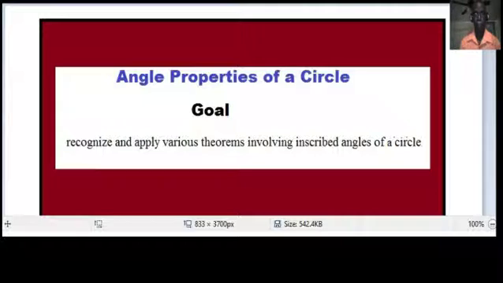This is a lesson on circle theorem. This tutorial is being presented by Peter Smith. The goal of this lesson is for you to recognize and apply various theorems involving inscribed angles of a circle.